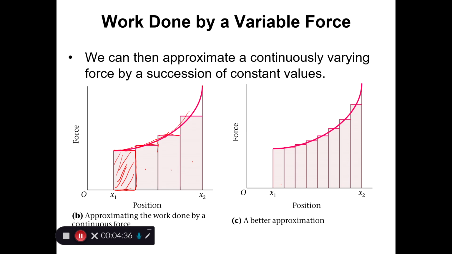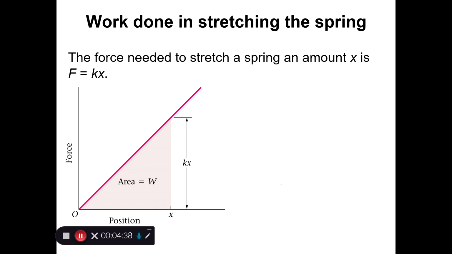Now let's take a real example: work done by a spring. If you have a spring attached to a wall and you stretch it by applying force F, it moves that way, so force and displacement are in the same direction. If x is the displacement, the relation is F equals kx. Force is proportional to displacement. This is the force equation for this spring.